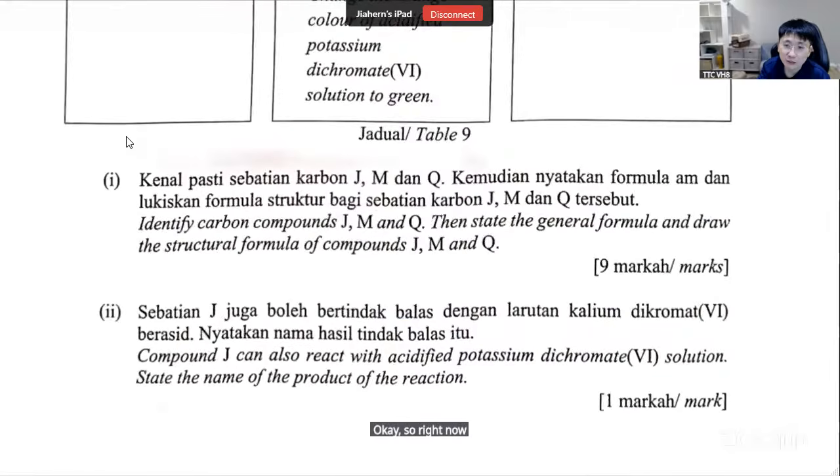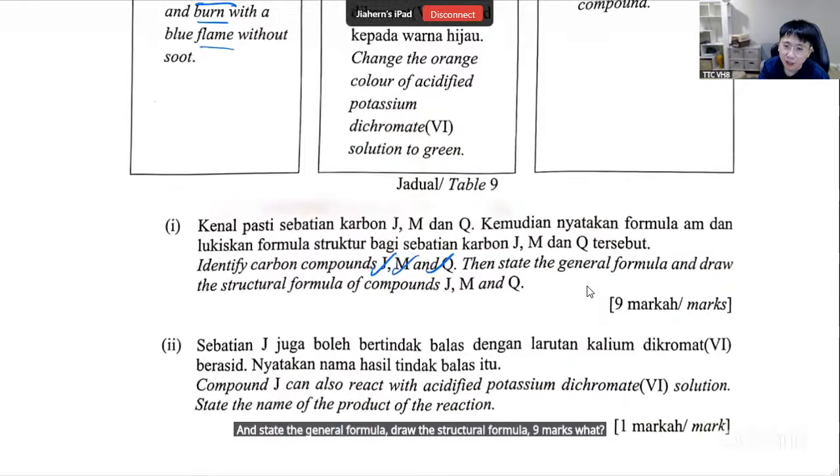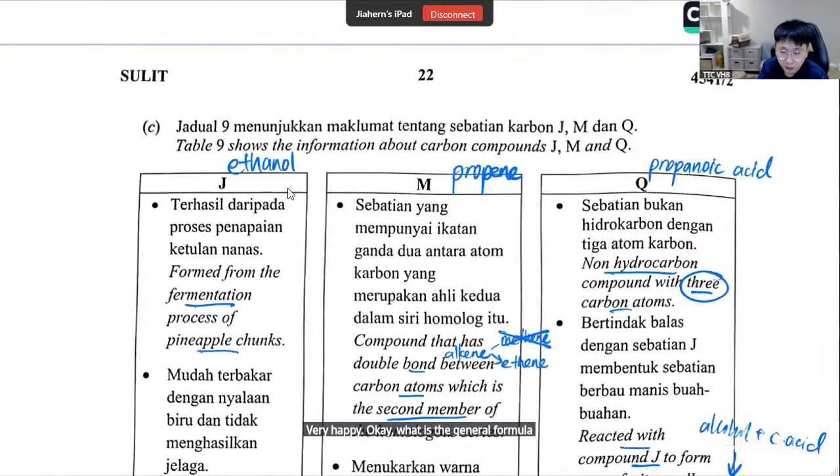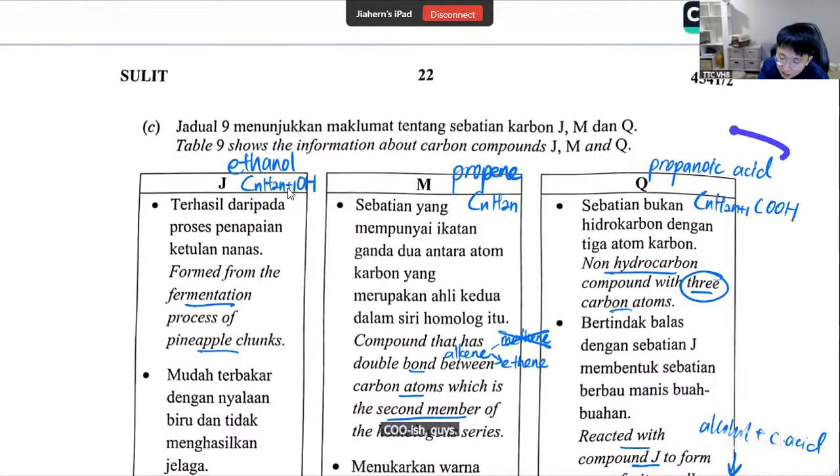Okay, so right now they say identify J and Q. We've done this already. 3 marks. And state the general formula. Draw the structural formula. 9 marks. Wow, guys. Very happy. What is the general formula for alcohol? CnH2n+1OH. For alkene? CnH2n. For propanoic acid? CnH2n+1COOH. Guys, like this, 6 marks already. Happy, right?